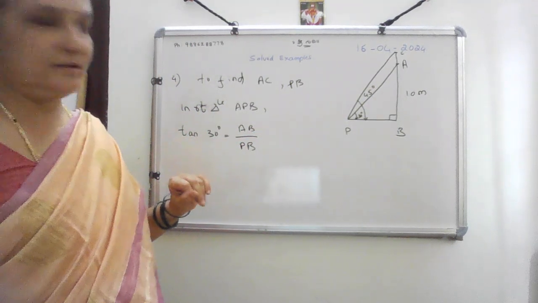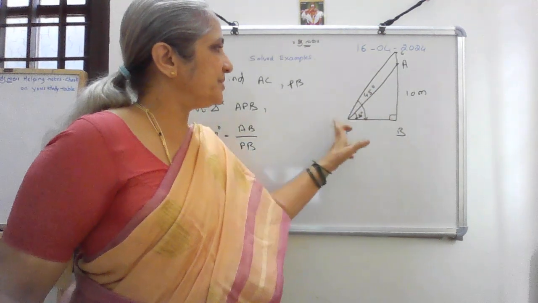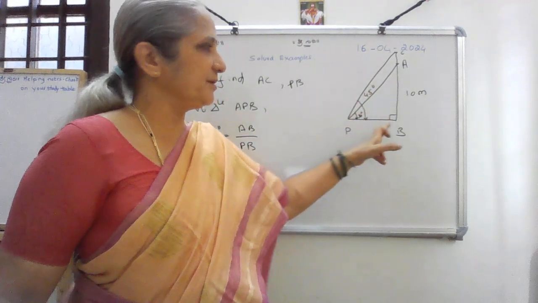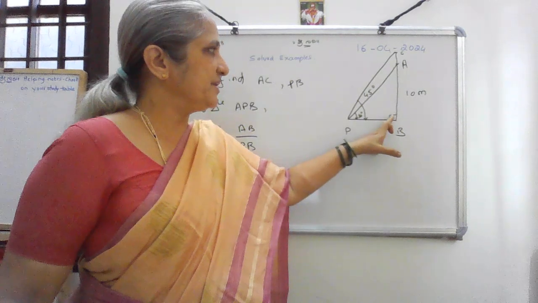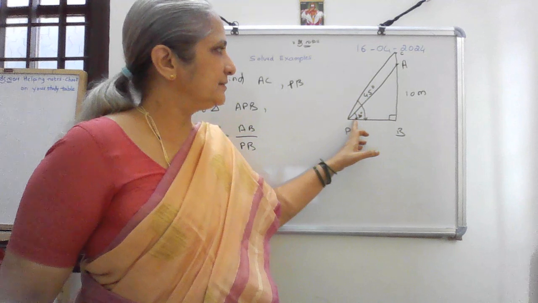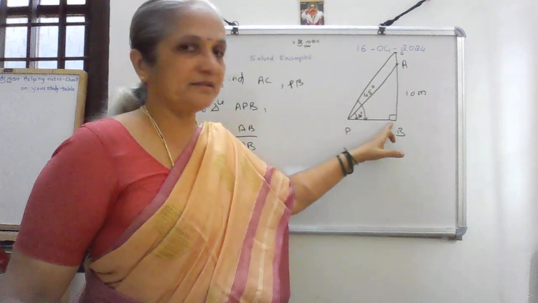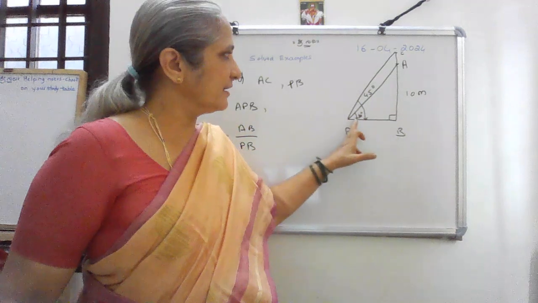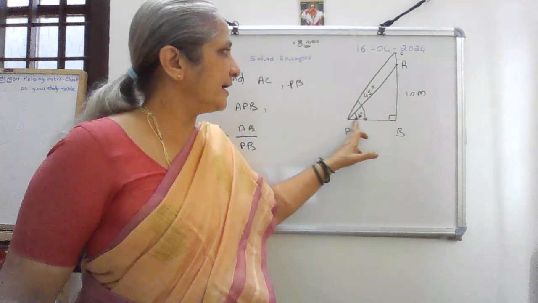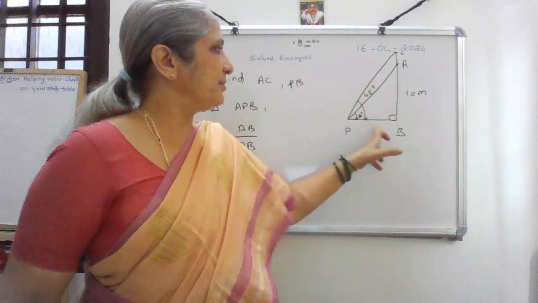Why did we take tan? Because 30 degrees is angle APB in triangle APB, where angle B is the right angle. AB is the opposite side for the angle 30 degrees, that is APB, and PB is the adjacent side for the angle 30 degrees. Therefore tan of 30 degrees will be AB upon PB.